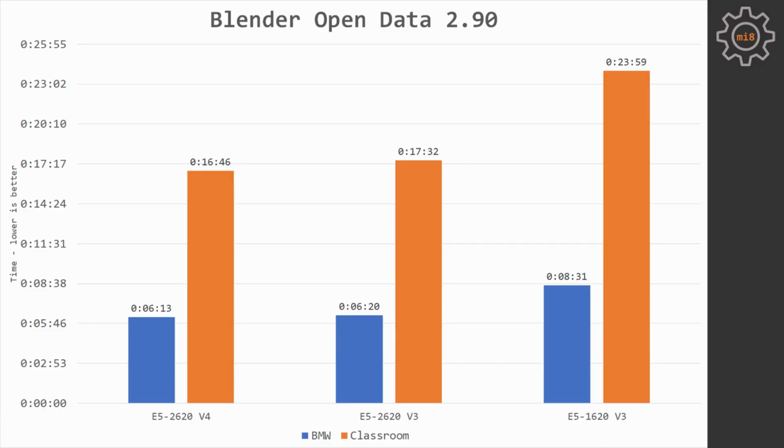Blender Open Data, BMW and Classroom Benchmarks. Here, E5-2620 V4 and E5-2620 V3 are again demonstrating very similar results. E5-1620 V3, even though it has a slightly higher CPU clock frequency, is slower than E5-2620 V3 by 34% and 37%.